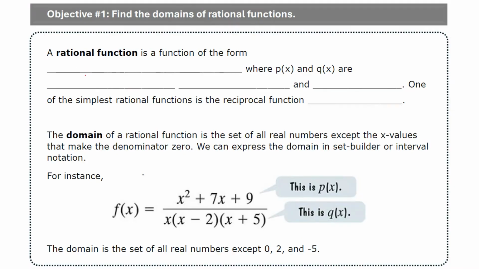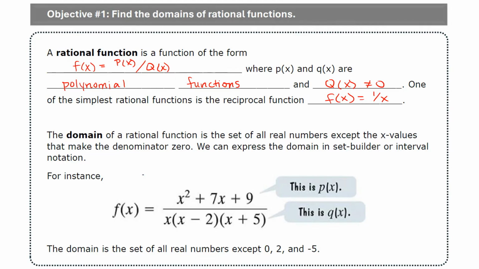A rational function is a function of the form f of x equals p of x divided by q of x, where p of x and q of x are polynomial functions and q of x does not equal 0. One of the simplest rational functions is the reciprocal function, which is f of x equals 1 over x.